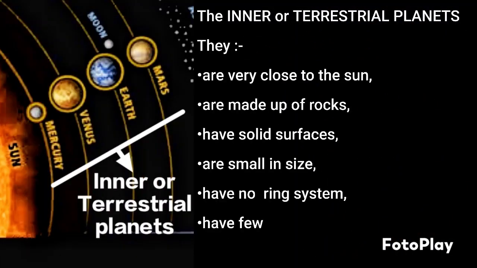Second comes the inner or terrestrial planets. They are very close to the Sun, are made up of rocks, have solid surfaces, are small in size, have no ring system, have few or no moons.